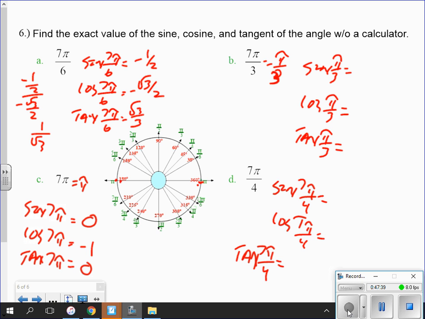Okay, sine of 7 pi over 3. 7 pi over 3 is the equivalent of 1 pi over 3. And so you just have to have those. √3/2, 1 over 2. And the tangent's √3.